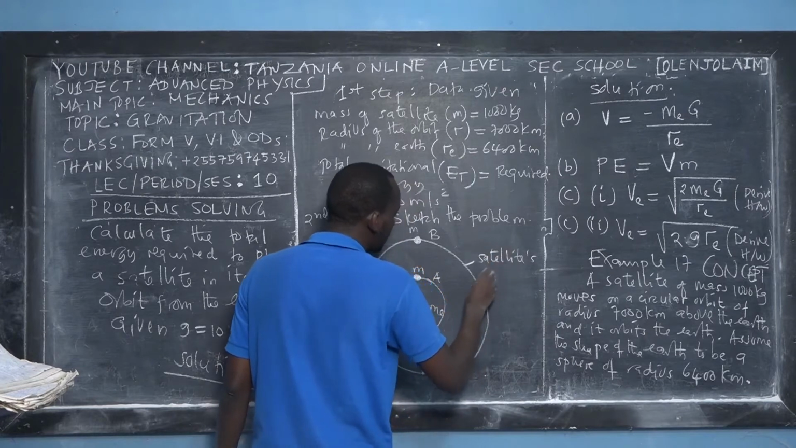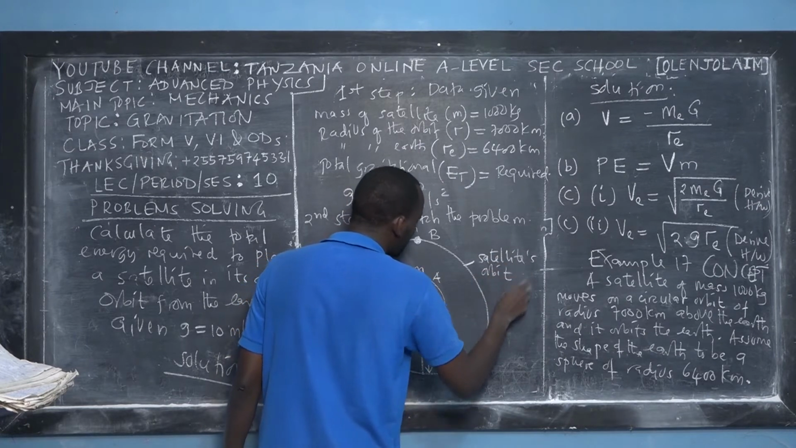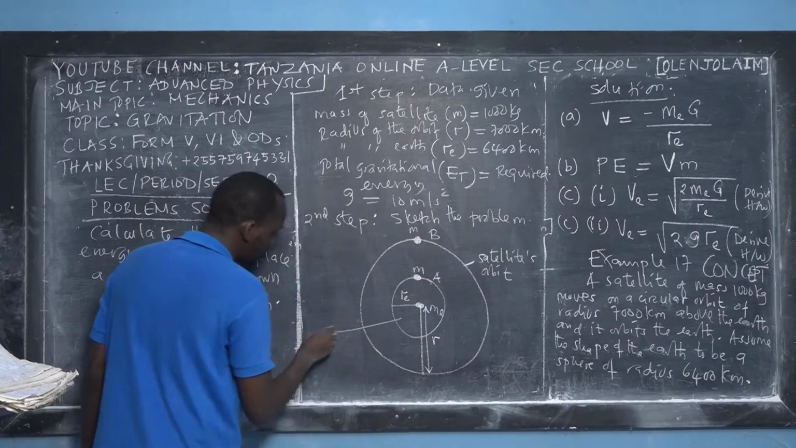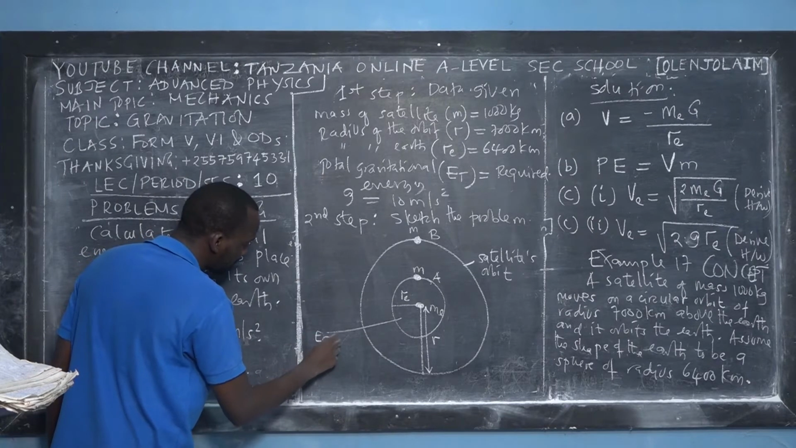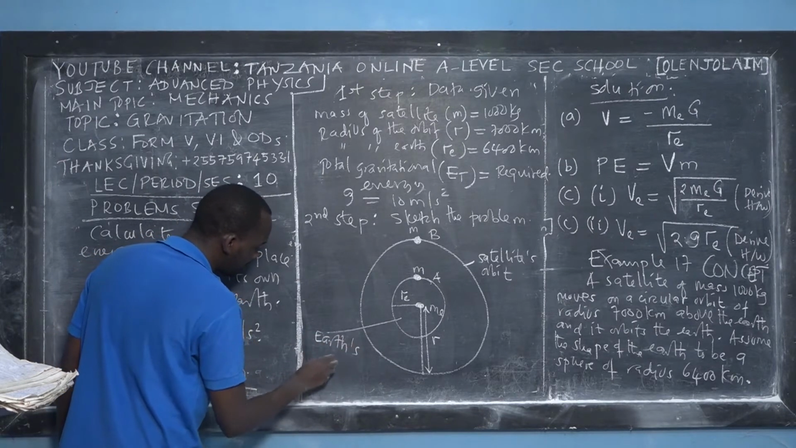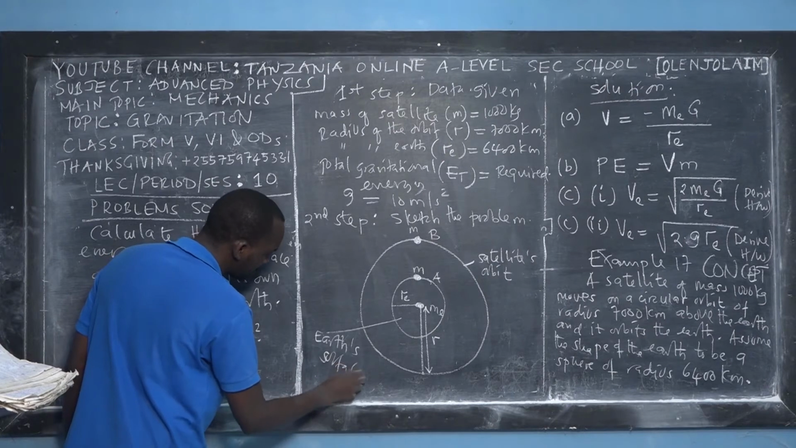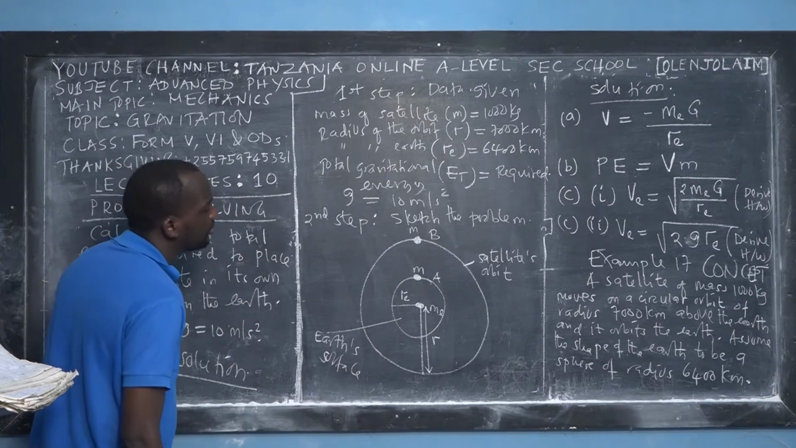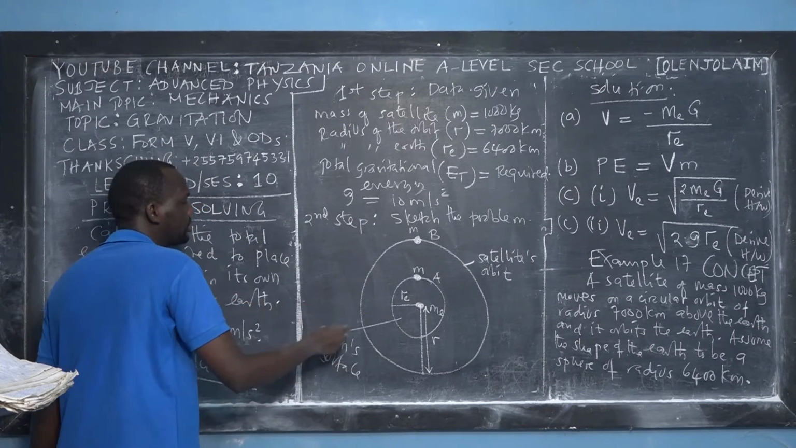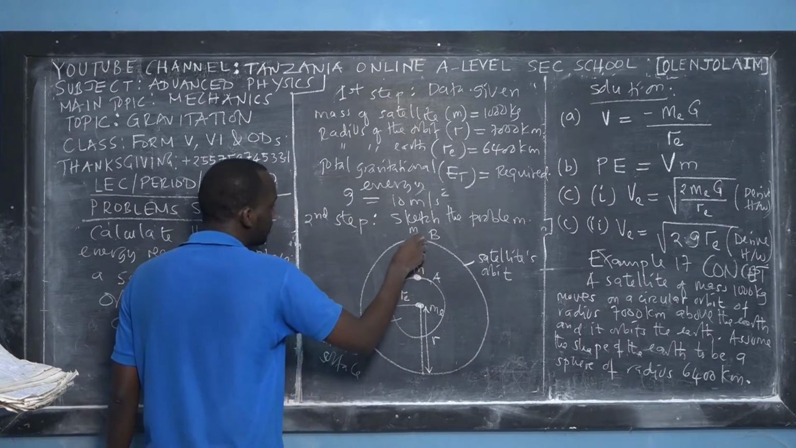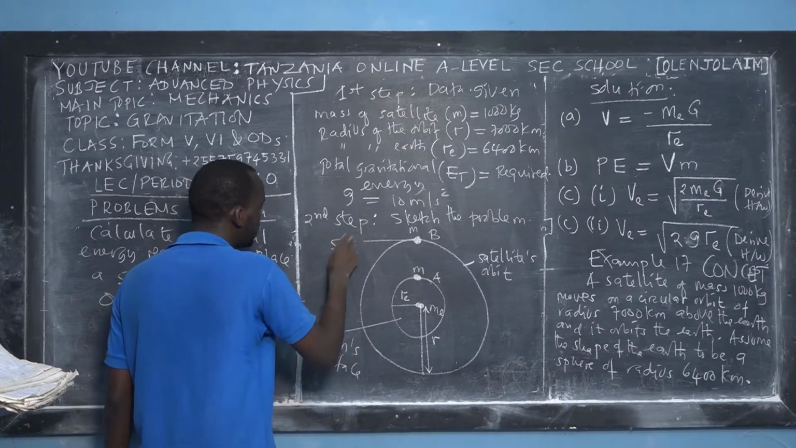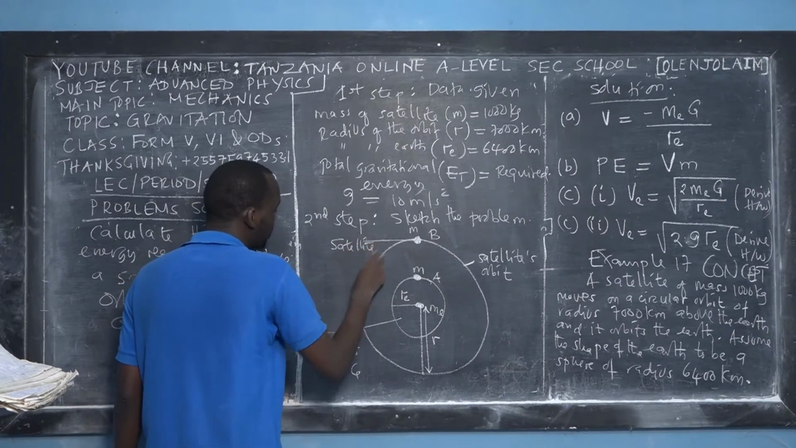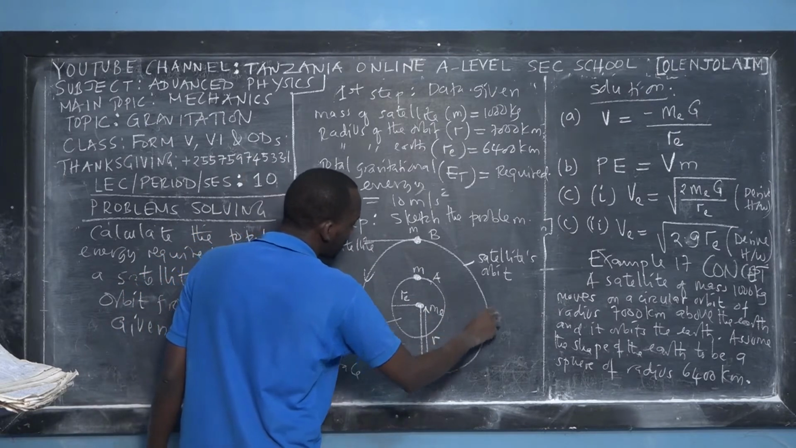Satellite's orbit. What is this? This is Earth's surface. Right? So what is this? This is the satellite, orbiting around the Earth.